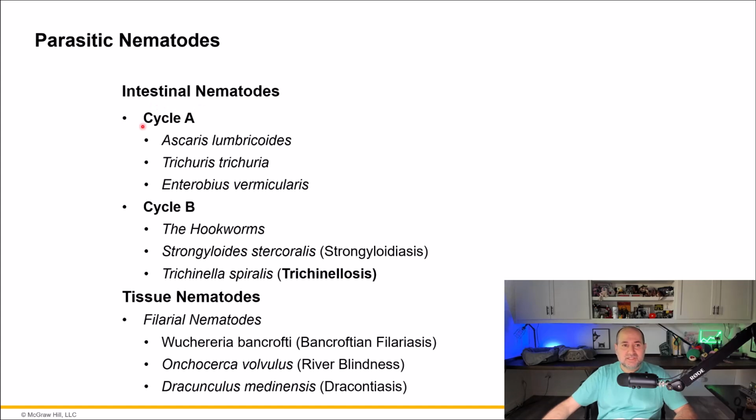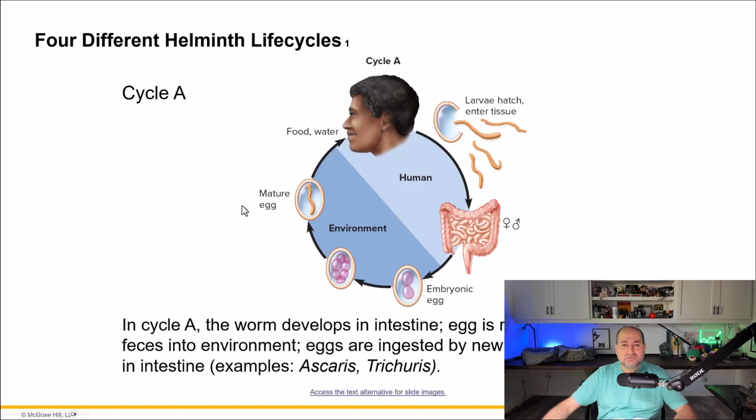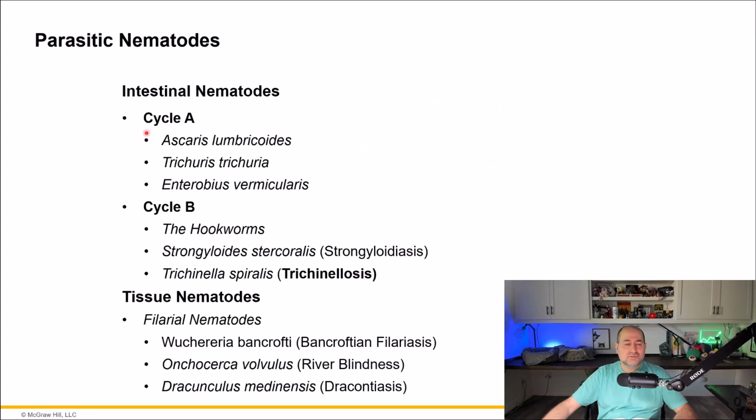Intestinal nematodes that have cycle A type life cycles. Remember cycle A? In cycle A, you ingest the eggs, they hatch, forming larvae inside of the intestines, and then you poop, the feces release those eggs, and then the egg matures, and that's cycle A. This includes worms like Ascaris lumbricoides, Trichuris trichiura, and Enterobius vermicularis.